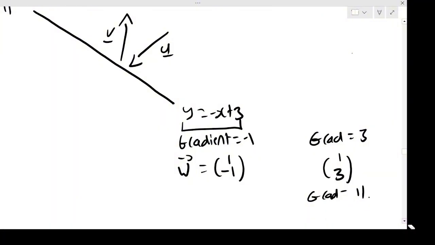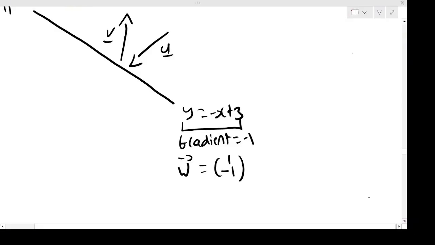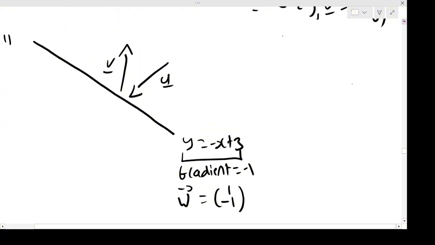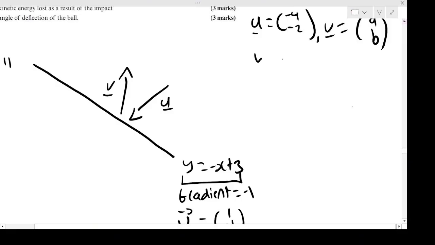So hopefully happy with that, right? So if you've got the Cartesian equation, use the gradient because that tells me the direction, right? The gradient is the direction. Okay, so I'm going to take my wall vector to be 1 minus 1. Okay, so again, hopefully happy with that, right? Again, it's a bit confusing when they throw in Cartesian, but there we are.